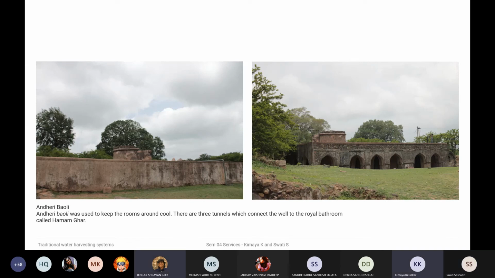Right. And a tanki wouldn't serve a similar purpose where it would cool the environment because it was sealed off, right? Yeah, a tanki wouldn't be able to.